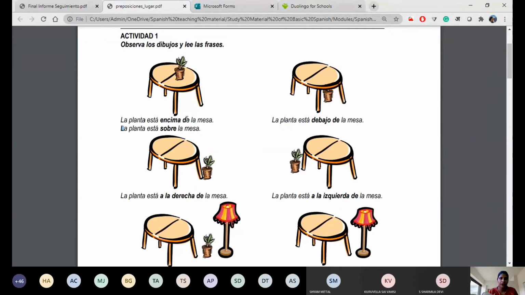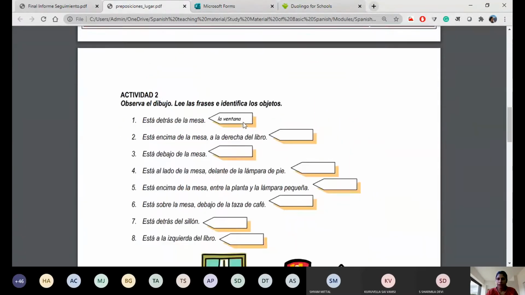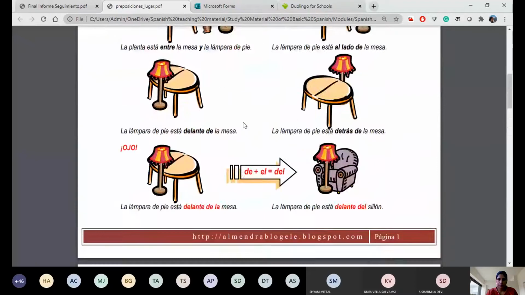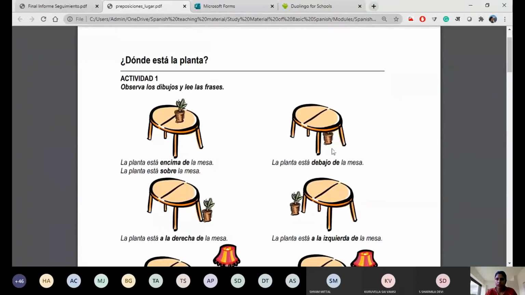Okay, coming to the second one. When the plant is under the table, you will say la planta está debajo de la mesa. Debajo de is under. So you again have to use them together for the correct meaning. La planta está debajo de la mesa.